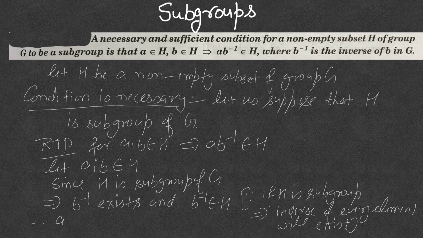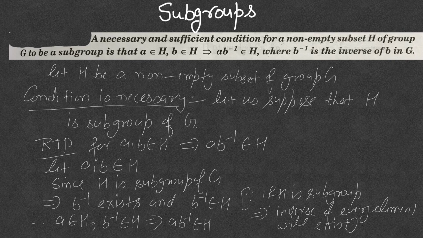So therefore, what is the condition? We have A belonging to H and now B inverse belonging to H, and H is a subgroup, so it satisfies the closure property. The closure property says that if A belongs to H and B inverse belongs to H, their composition will also belong to H. Therefore, we have AB inverse belongs to H.